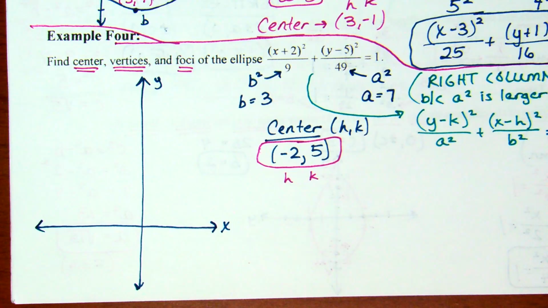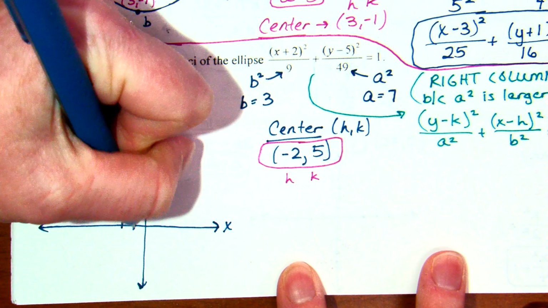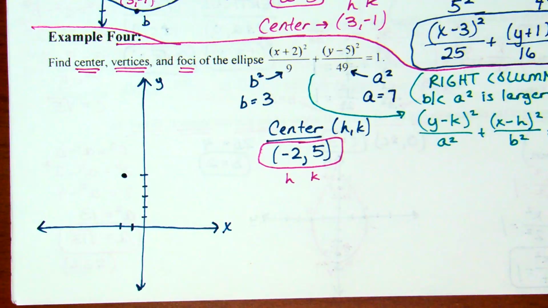What's the first thing you can graph? Center. The center at negative 2, 5. So, left 2. Up 5. So there's my center at negative 2, 5.